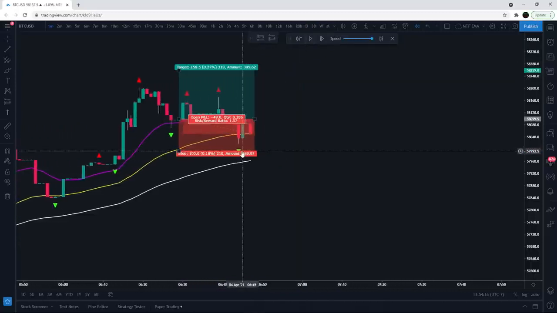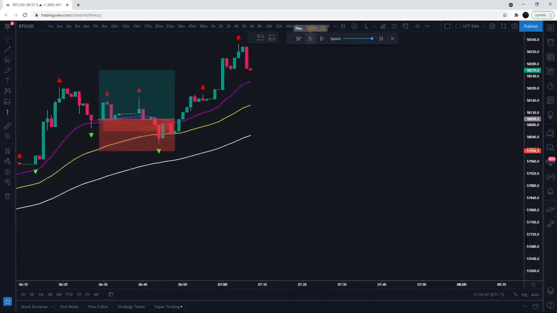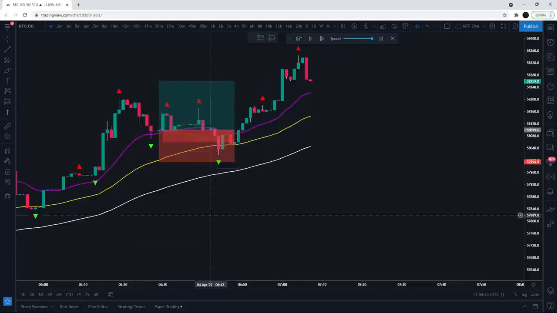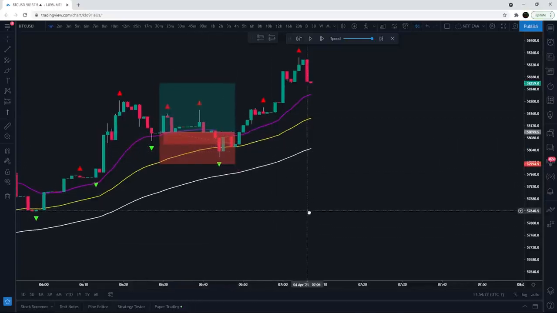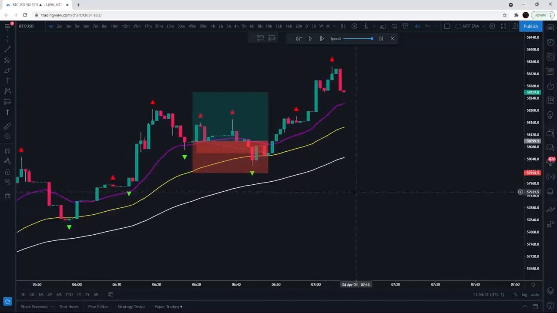And as you see, we get another signal right here to go long, but we're not entering that one because we're already in a trade and we're not going to enter another position because of this long signal. So this one, of course, obviously was a winner as well. And you should be able to understand the concept of this strategy by now.